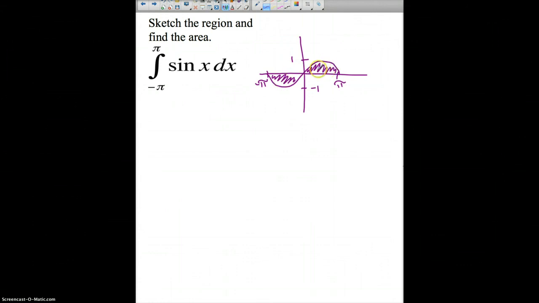So whatever these areas are, they're not exactly circles, so we can't use any geometric formulas. But we can see that they're equal regions, and one's negative and one's positive. So whatever this one is, and whatever that one is, they would match and add up to 0, because we can add up the two regions, just like geometrically you can add up two regions to find the area of the whole thing. So that would equal 0.